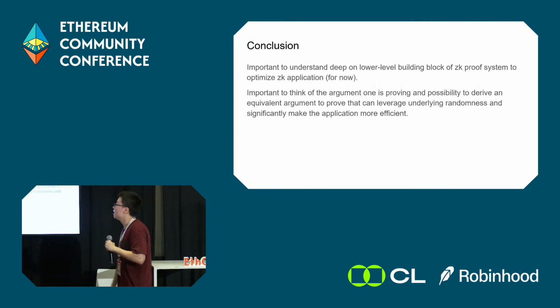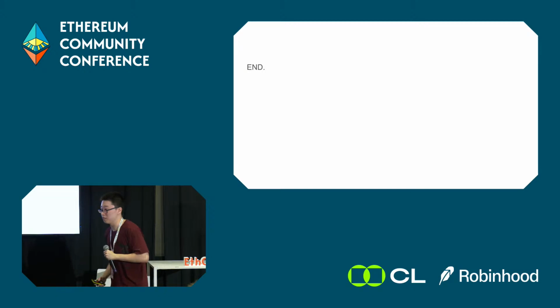So the conclusion: if you want to write an optimized algorithm for zero-knowledge applications, it's important to understand lower level building blocks of the proof systems, plus some hardware optimizations that everyone is already talking about. And then also it's important to think of the argument that one is proving and the possibility to derive an equivalent argument to prove that can leverage underlying randomness and thus significantly make the application more efficient. Yeah, that's the end of the talk. Thanks. If you have any questions.